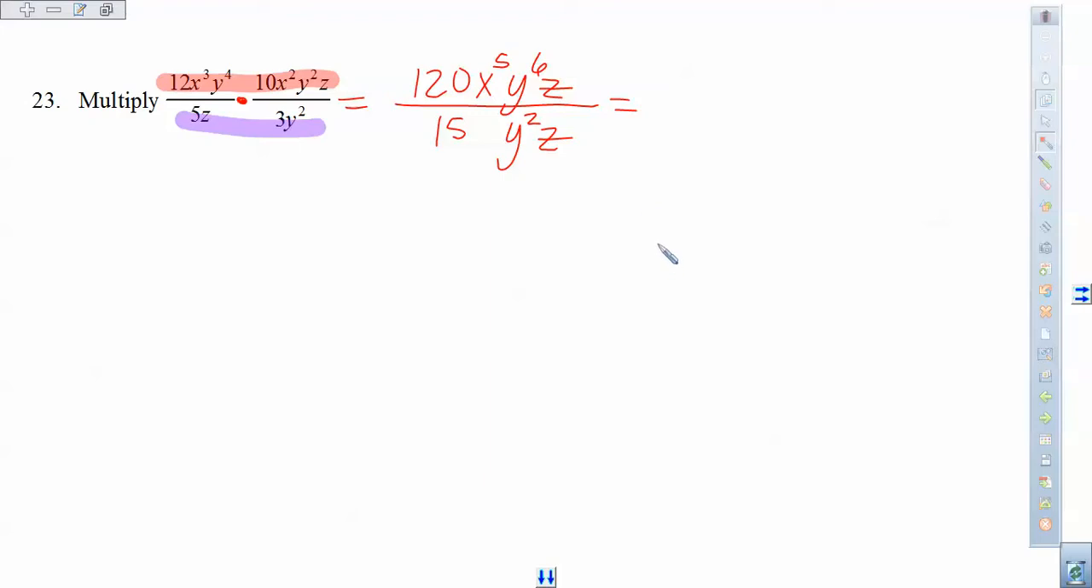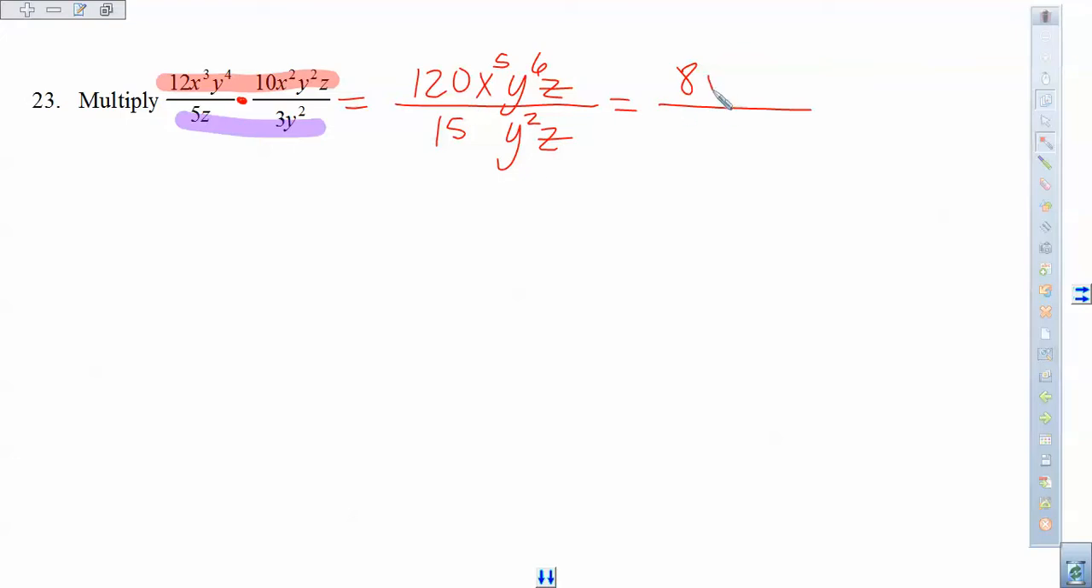So now let's worry about reducing the fraction. How many times is 15 going to go into 120? I know 15 goes into 60 4 times, and since 120 is double 60, let's take that 4 times that it would go into 60 and then double that, so it should be 8. So 120 over 15 should be 8 over 1. So I'm going to keep the 8 on top. You don't need to bother writing the 1 down below.